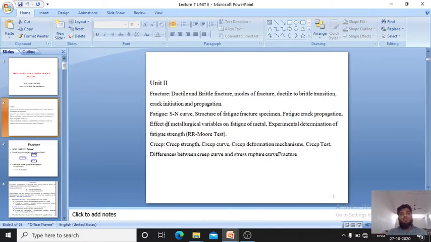The next topic is fatigue. In fatigue we are going to discuss S-N curves, that is nothing but stress versus number of cycles curve, structure of fatigue failure, fatigue crack propagation, and the effect of metallurgical variables on fatigue, means what are the various types of effects. Next is experimental determination of fatigue strength. That is the RR Moore test, which we conduct on any material to identify how many cycles or how many stresses it can withstand. Next is creep strength, creep curve, creep deformation, creep test.